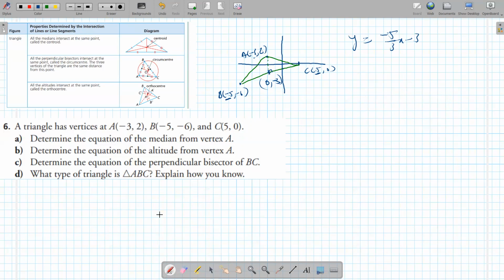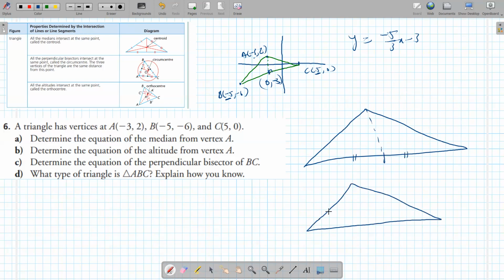Look at part C. Determine the equation of the perpendicular bisector of BC. Now, what's a perpendicular bisector? Again, to recap, this is the median. It goes from the vertex to the midpoint. This is the altitude. It goes from the vertex to somewhere that's 90 degrees. This is the altitude. This is the median.